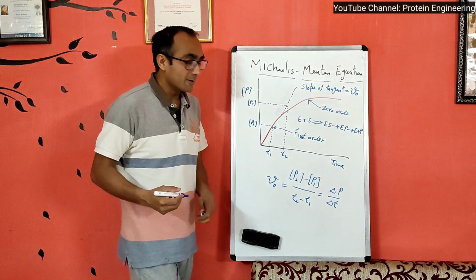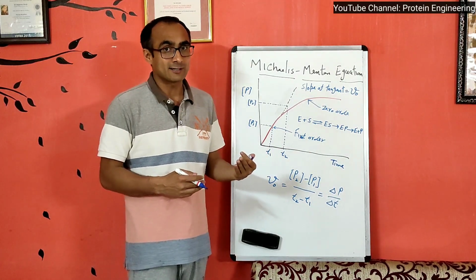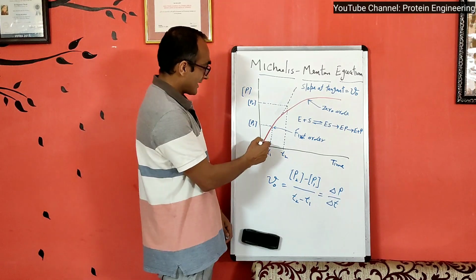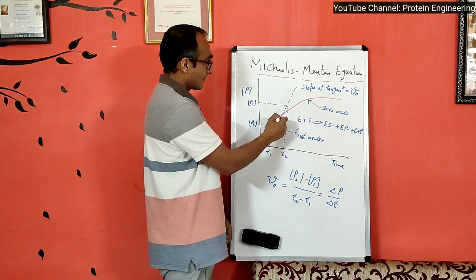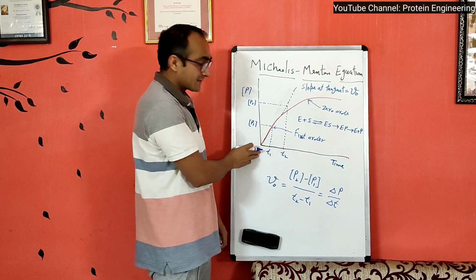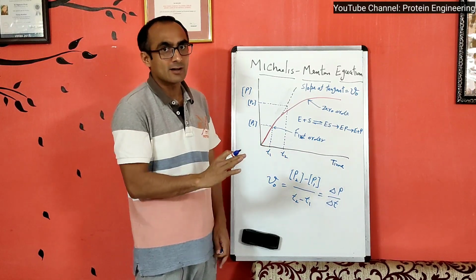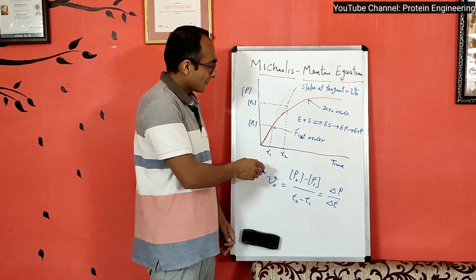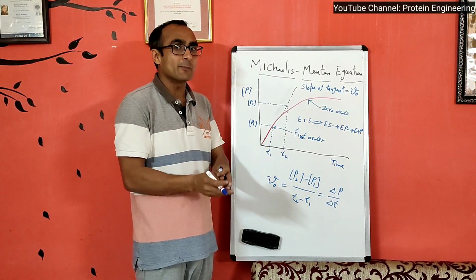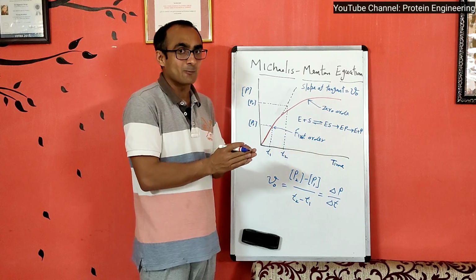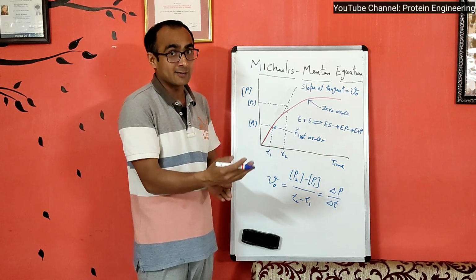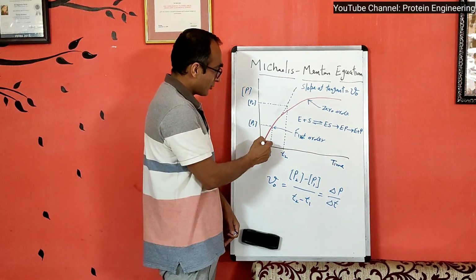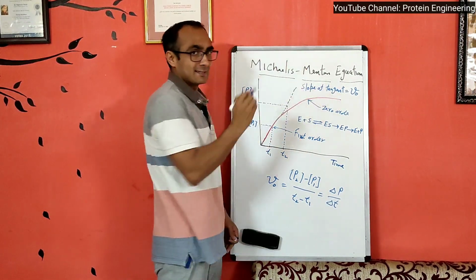For example, if you are measuring appearance of the product with respect to time, you get this kind of graph. It means initially at 0 time there is no reaction, so product concentration would be 0. But with time more substrate molecules come and bind to the enzyme, form the ES complex, and then the enzyme converts that into product, so product concentration keeps going up. This graph keeps going up and eventually it becomes constant.